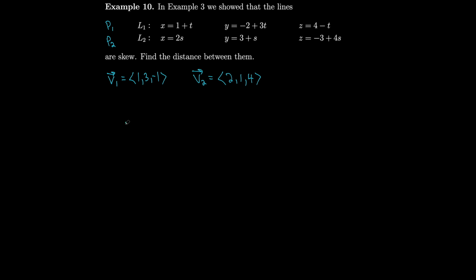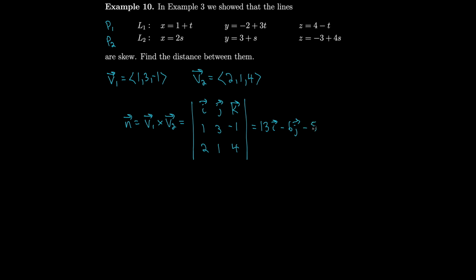Well, I need a normal vector n for P2. And our normal vector will have to be perpendicular to the vectors that are parallel to the lines. So it must be the cross product of those two. So I'll take the cross product of V1 and V2. So that means that it'll be the determinant of this matrix with i, j, and k, and 1, 3, minus 1, 2, 1, 4. So that's 13i minus 6j minus 5k.